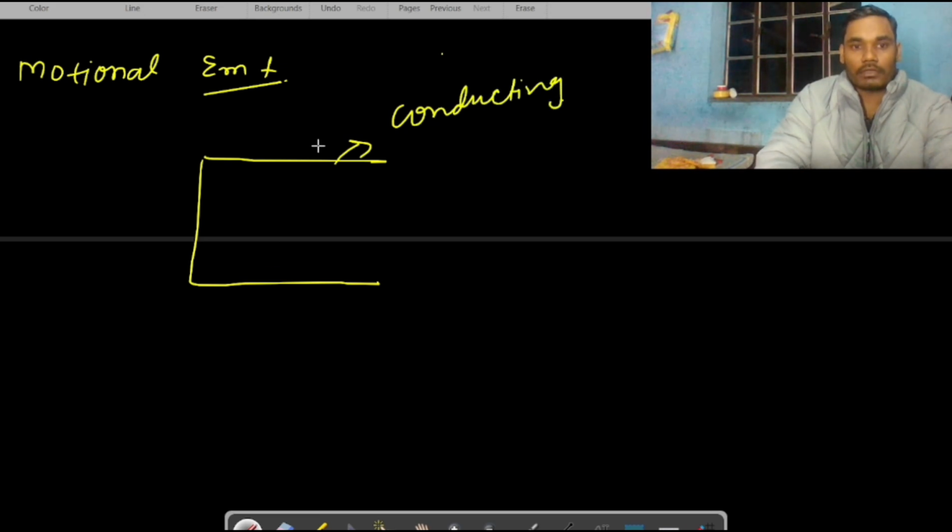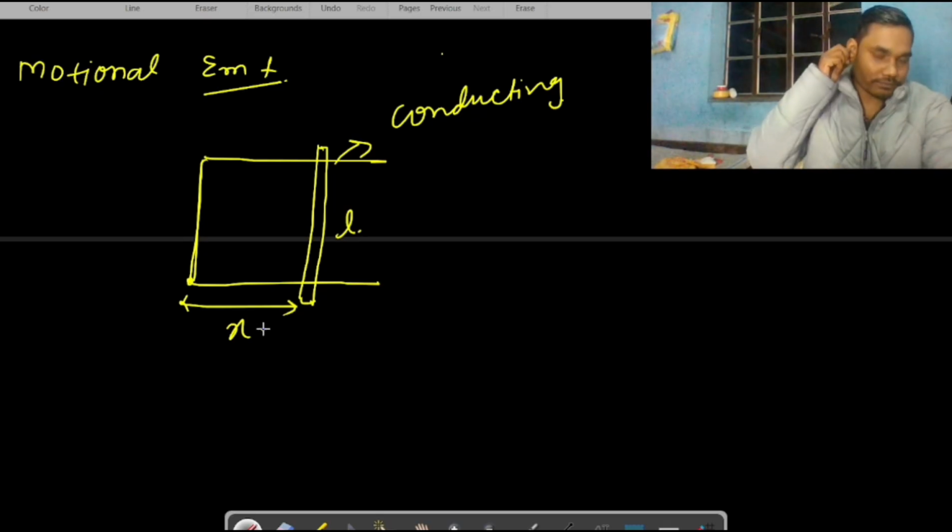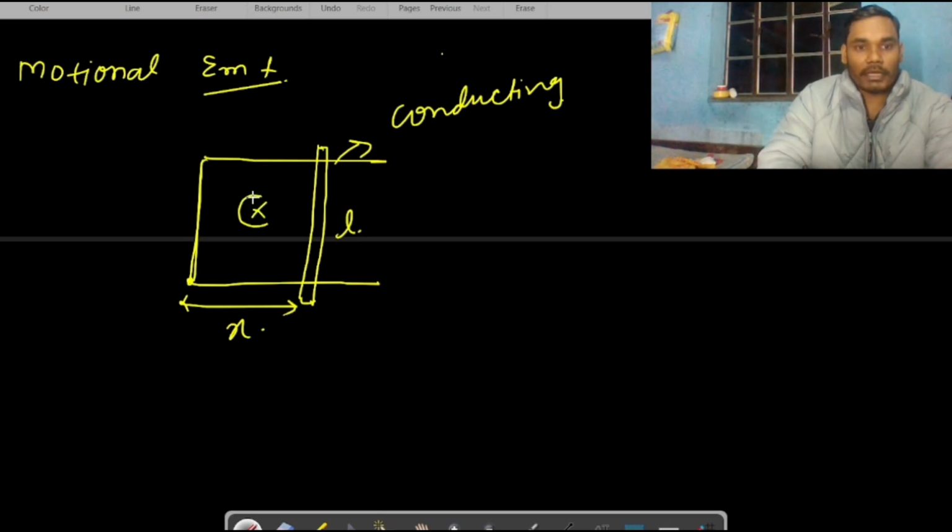Now I have another rod which is sliding over this frame. The length of this rod is L, and the distance of this rod from this conductor is X. The magnetic field is into the screen, and it is uniform, not changing with time.